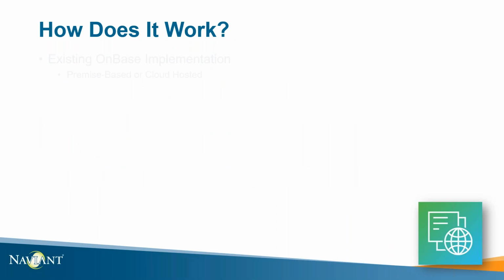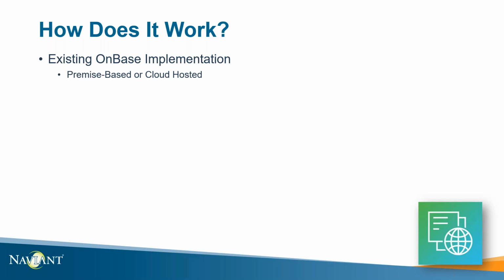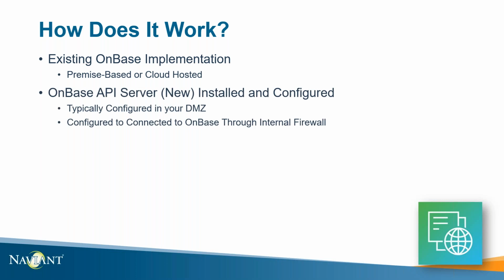So how does it work? You need to have an existing OnBase implementation, and this is going to work regardless of whether you have a premise-based implementation or if you are cloud hosted, whether that's the Hyland Cloud or whether you have this hosted up in Amazon Web Services or some other provider. This is going to work. It just needs to be configured accordingly. That OnBase API server needs to be installed and configured accordingly to communicate with your backend OnBase system.